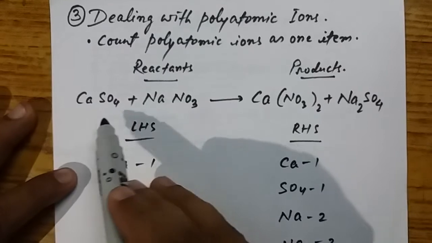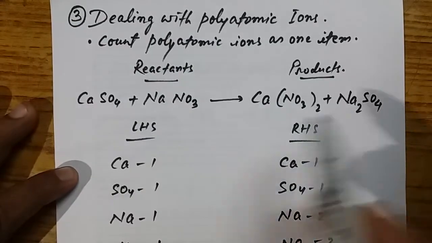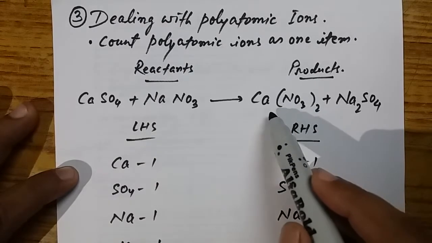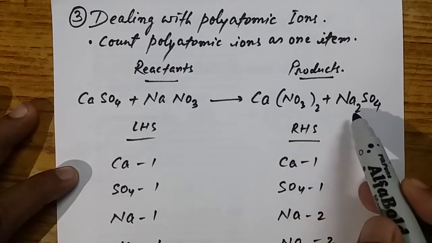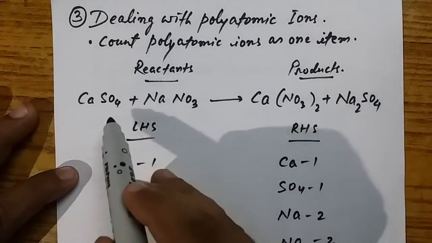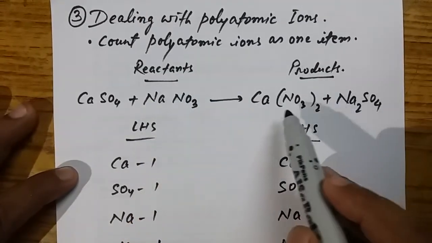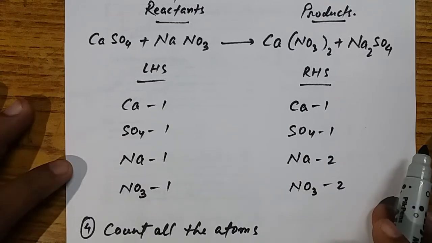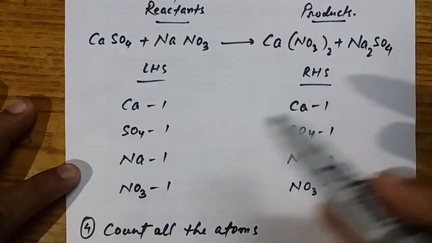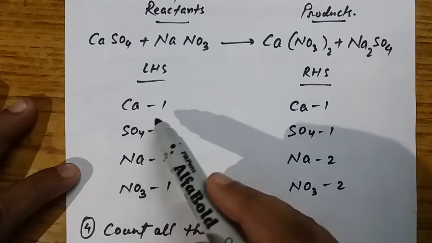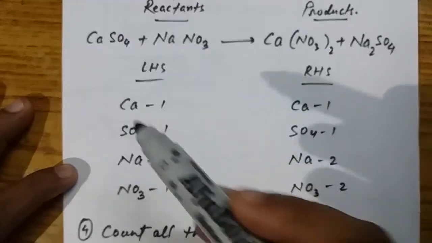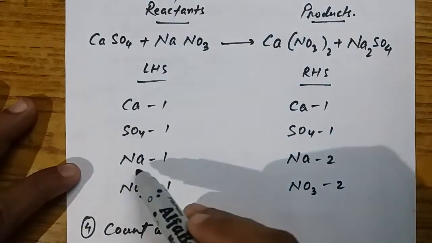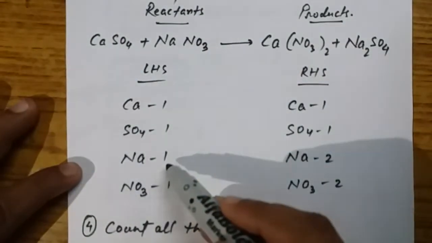Suppose our equation is given over here, CaSO4 plus NaNO3, which gives the product, that is Ca(NO3)2 plus Na2SO4. As we know, this side is reactant and this side is product. So we will have to do the same thing. First of all, we have to write LHS and RHS. So in LHS, Ca we will take as a whole 1, SO4 we will take as a whole, right? That is how much? 1. Na, how much? Nothing is given, that means 1.